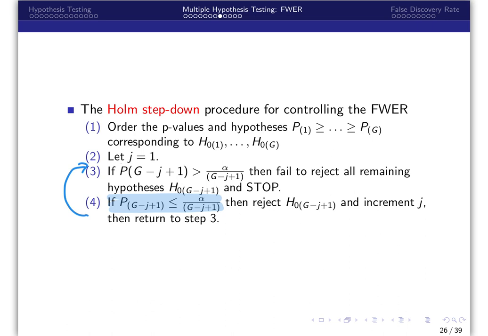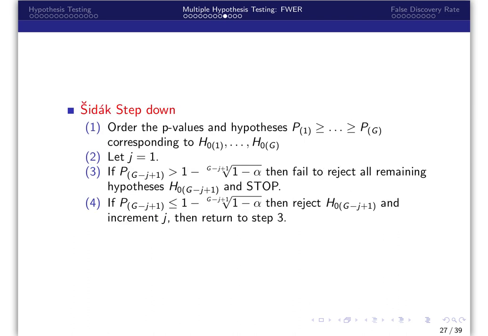Then return to step 3. Now you will be comparing the second smallest p-value to alpha divided by G-1. If this p-value exceeds the new threshold, fail to reject all hypotheses. If this p-value is less than or equal to the new threshold, reject that null hypothesis and increment J. Repeat until you stop or reject all hypotheses. The Sidak step-down procedure is similar to the Holm step-down procedure, with the exception that the threshold is based on changing the Sidak threshold rather than changing the Bonferroni threshold.